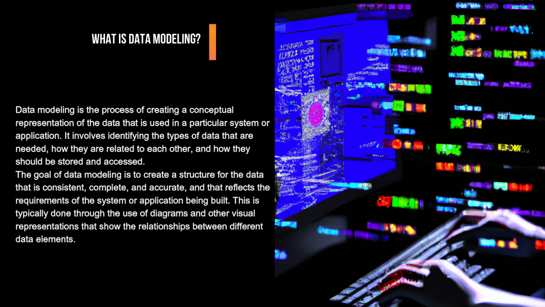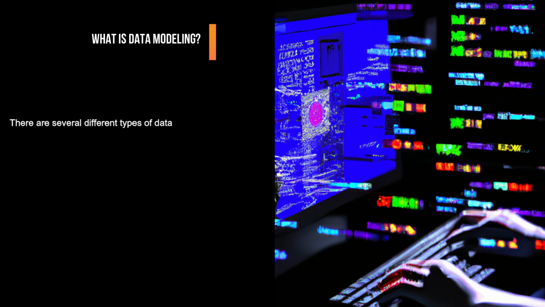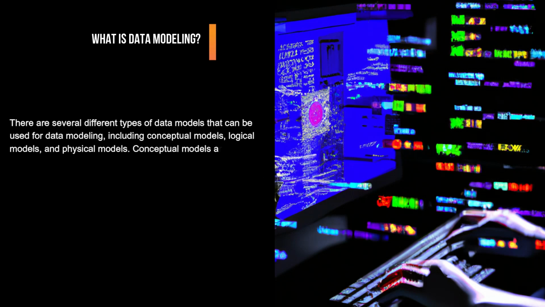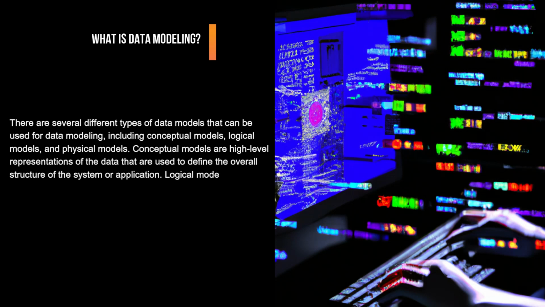This is typically done through the use of diagrams and other visual representations that show the relationships between different data elements. There are several different types of data models that can be used for data modeling, including conceptual models, logical models, and physical models. Conceptual models are high-level representations of the data that are used to define the overall structure of the system or application.